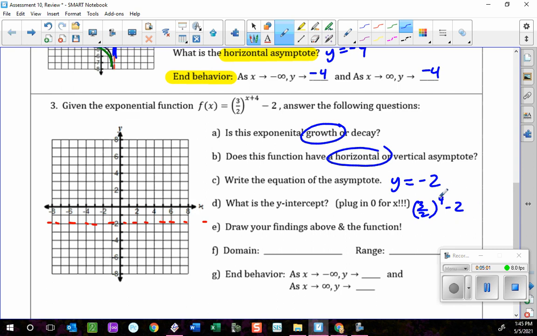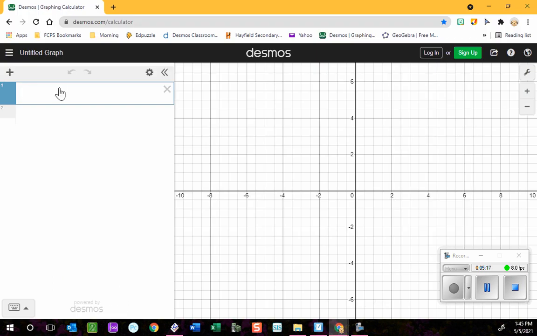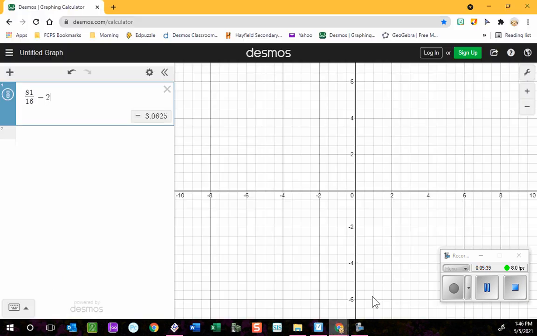So 3 over 2 to the 4th. 3 to the 4th is 81, and 2 to the 4th is 16, minus 2. Let me grab my calculator. Or you know what, let's just go to Desmos. So 81 divided by 16, subtract 2. There it is, 3.0625, which I could also get off the graph as well. Where was that supposed to be? Oh yeah, 0, 3.0625. All right, so let's graph everything. I want 3/2 to the x plus 4, minus 2.